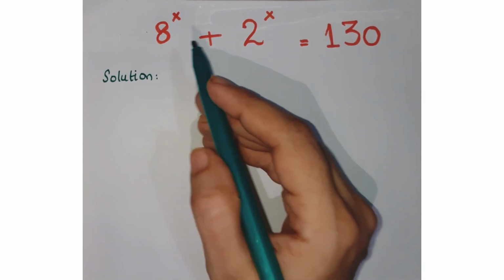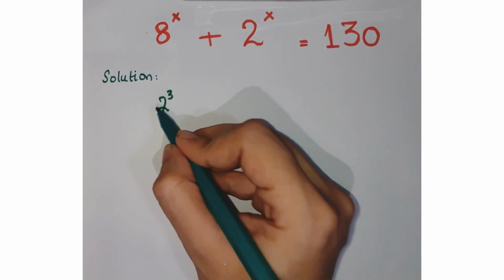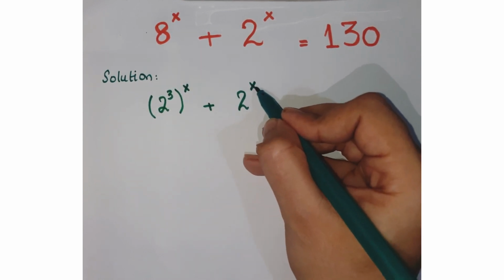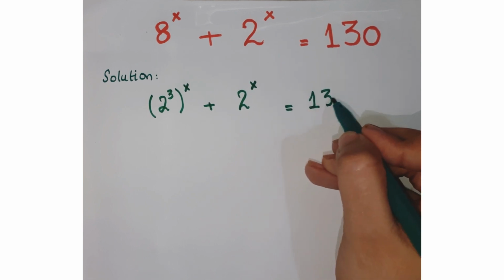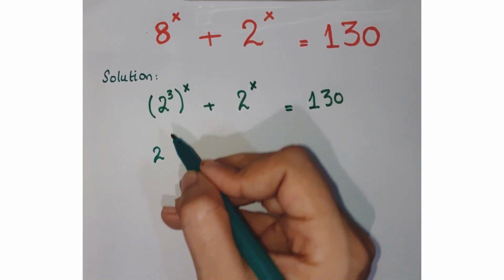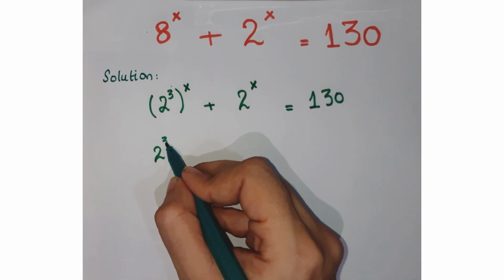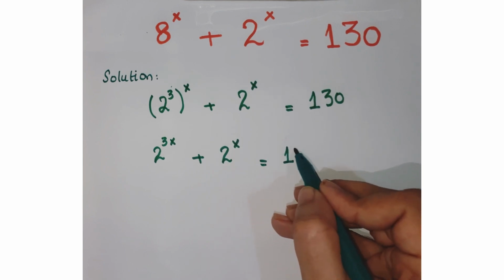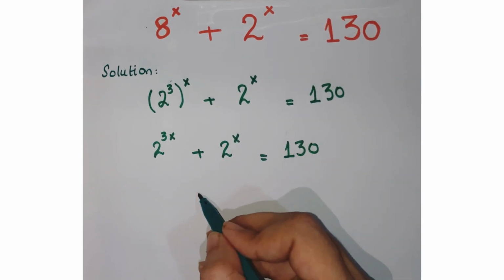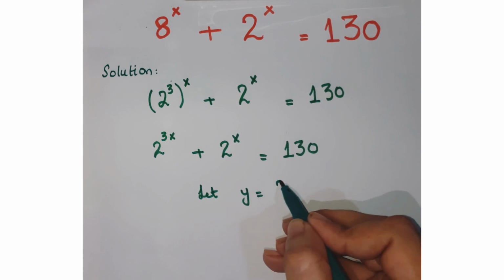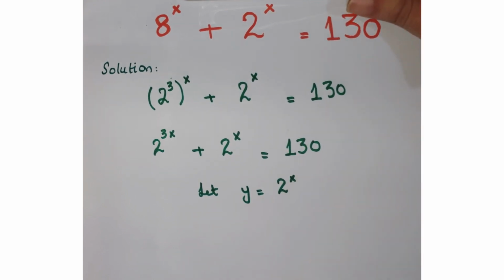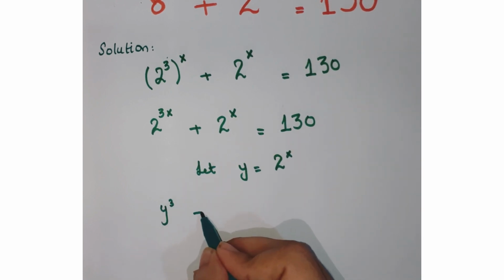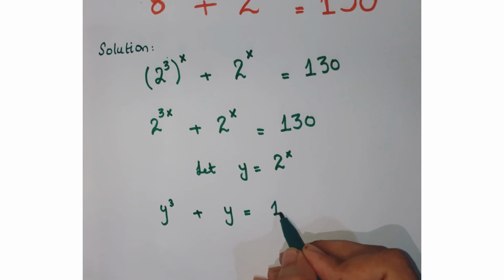You can write this 8 as 2 to the power 3, whole power x, plus 2 to the power x is equal to 130, right? Next, just multiply the exponents. You get 2 to the power 3x plus 2 to the power x is equal to 130. Now let's assume that y is equal to 2 to the power x. Now just replace it in this equation. So you can write here y cube plus y is equal to 130.